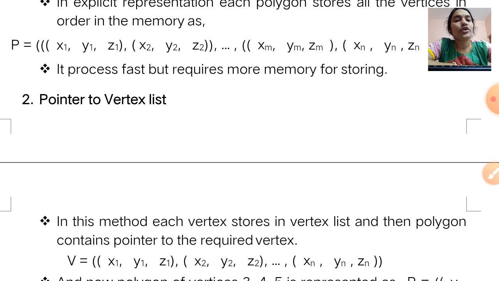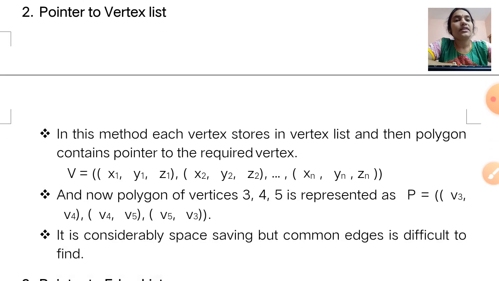Second one is pointers to vertex list. In this method, each vertex is stored in the vertex list. All the vertices are stored in a vertex list, and then the polygon contains pointers to the required vertices. That means V equals x1, y1, z1, x2, y2, z2, in this way up to xn, yn, zn. All these things you students remember. Okay.